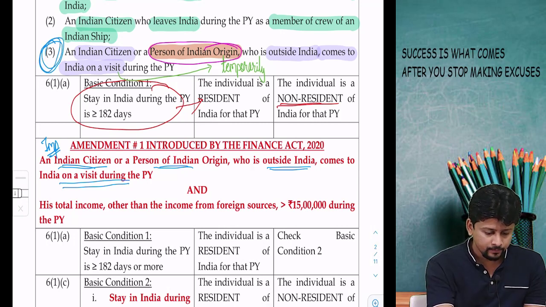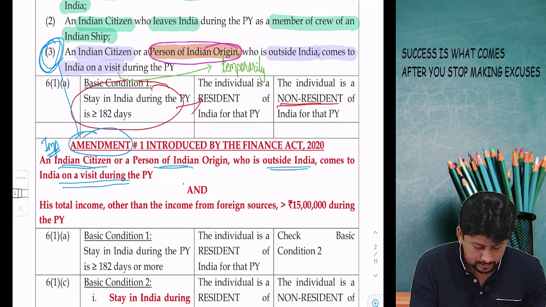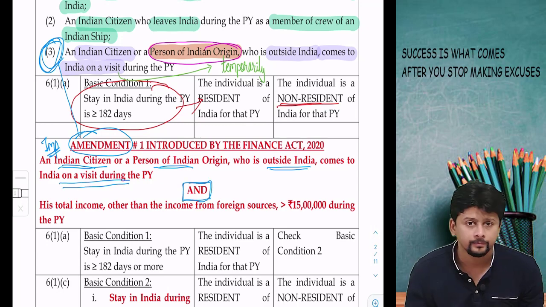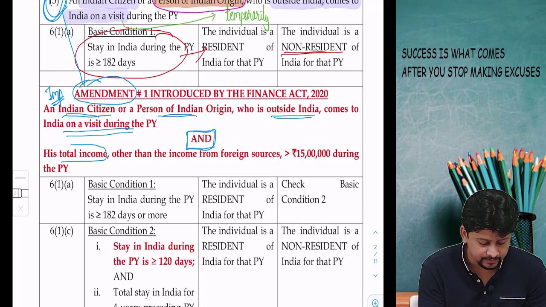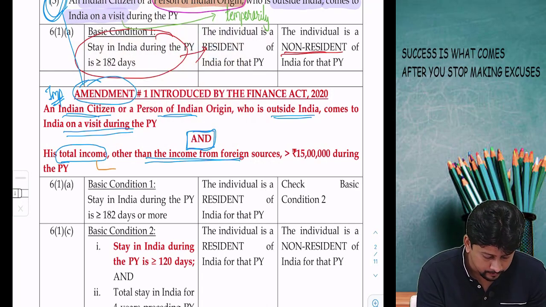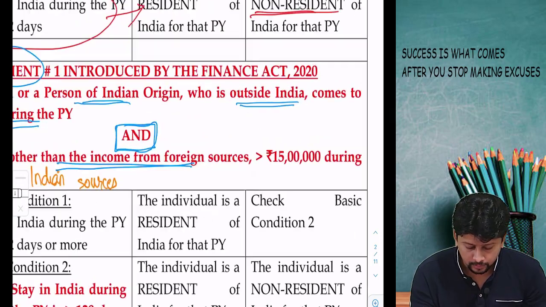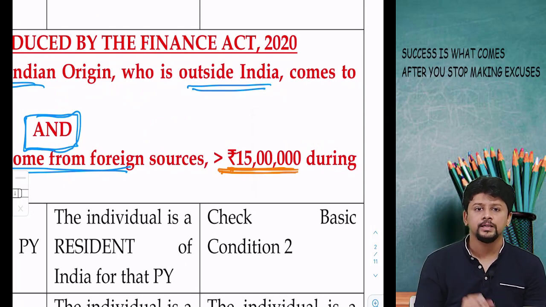Exception number 3 and the amendment have this thing identical, but the extra part inserted is that this Indian citizen or person of Indian origin has income other than income from foreign sources. So when I am talking about this income, this means income arising from Indian sources, and if that amount exceeds 15 lakh rupees, then you fall in the amendment.